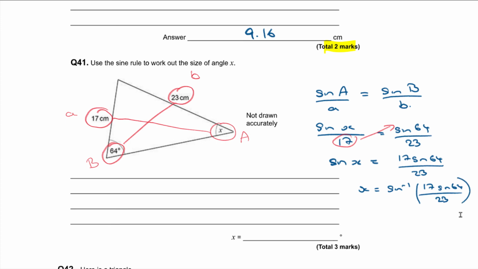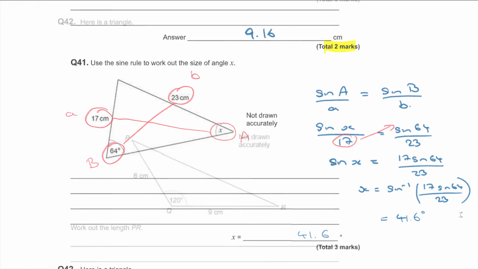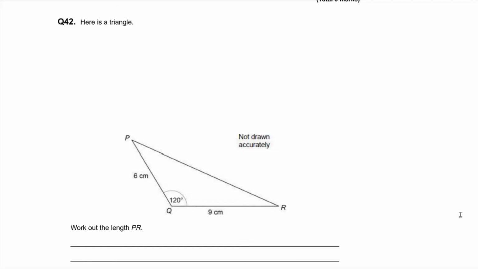So shift sine 17 sine 64 over 23. Just close bracket, close bracket. Okay, make sure I put the brackets in the right place, I think. And that comes out to be 41.6 degrees to 3 significant figures, or 1 decimal place. So 41.6. Question 42, here is a triangle.